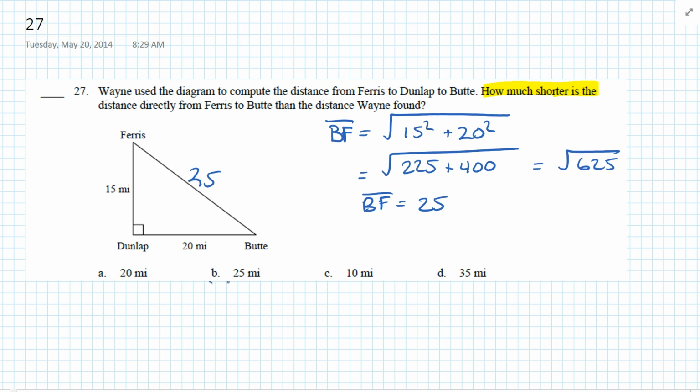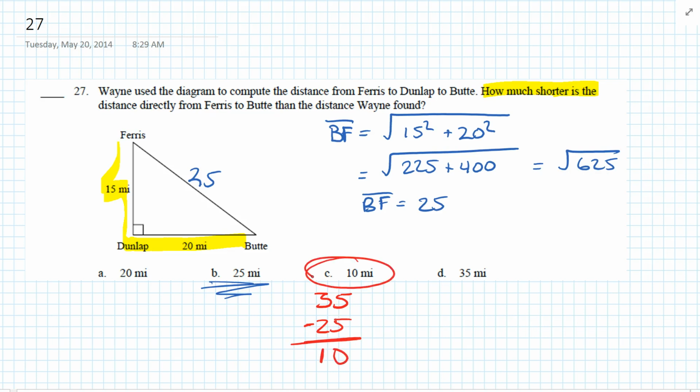Okay, a lot of you would answer B and that'd be wrong. What's the shorter distance? So the one route was go through Dunlap, which would be 20 plus 15. So the distance going through Dunlap was 35. The distance going straight from Butte to Ferris was 25. So we subtract them, find the difference. So we actually saved 10 miles. That one's kind of tricky, but the answer is C.